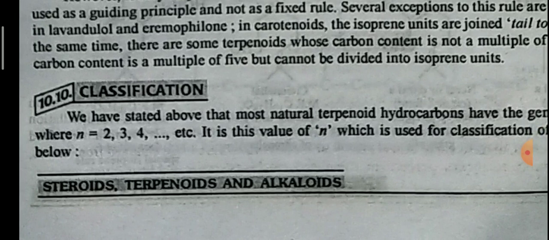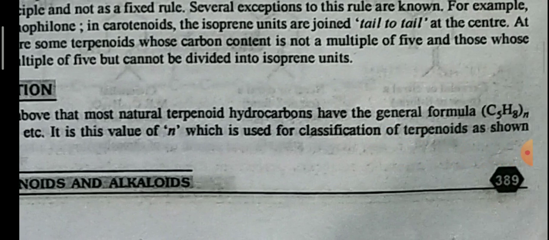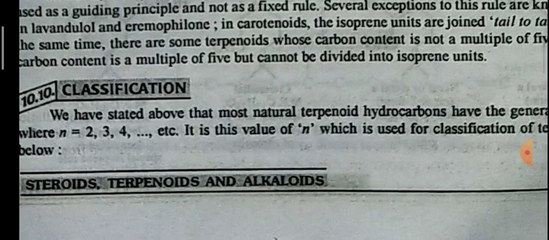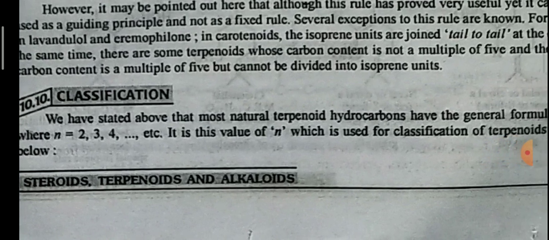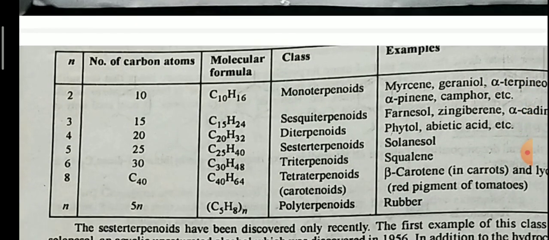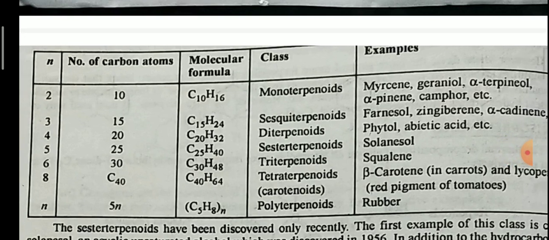Classification. We have stated above that most natural terpenoid hydrocarbons have the general formula (C5H8)n, where n equals 2, 3, 4 and so on. It is this value of n which is used for classification of terpenoids, as shown below. When n equals 2, number of carbon atoms 10, molecular formula C10H16, class monoterpenoids. Examples: myrcene, geraniol, alpha-terpineol, alpha-pinene, camphor, etc.